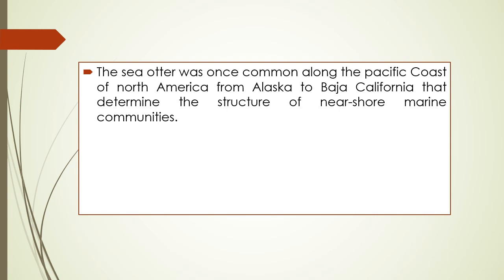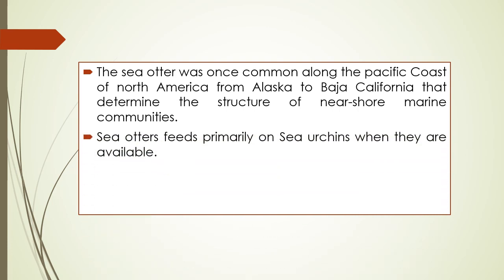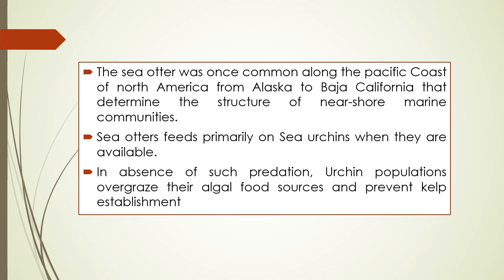Here I have given the explanation of the previous flowchart. I told you that the sea otter was once common along the Pacific coast of North America, from Alaska to Baja California, and determined the structure of near-shore marine communities. Sea otters feed primarily on sea urchins when they are available. In the absence of such predation, when sea otters were hunted by fur trappers, urchin populations overgrazed their algal food sources and prevented kelp establishment.